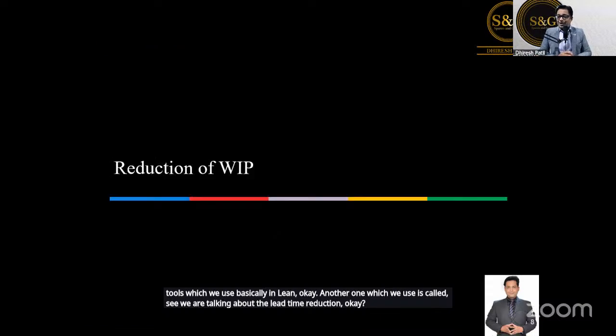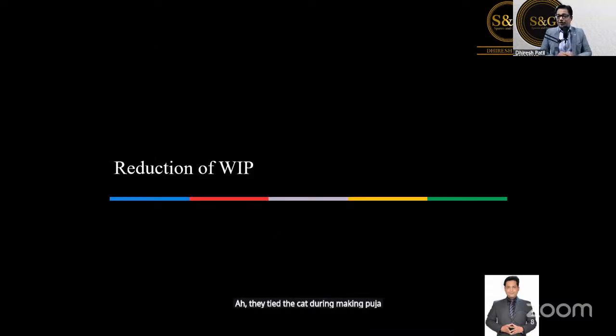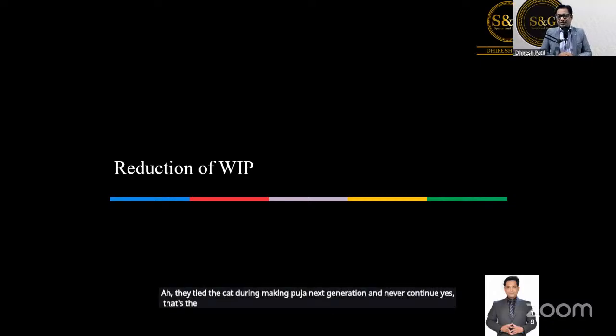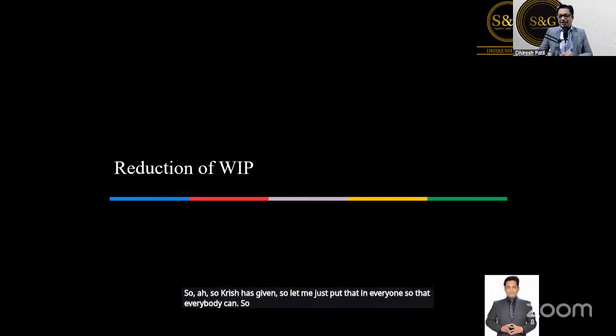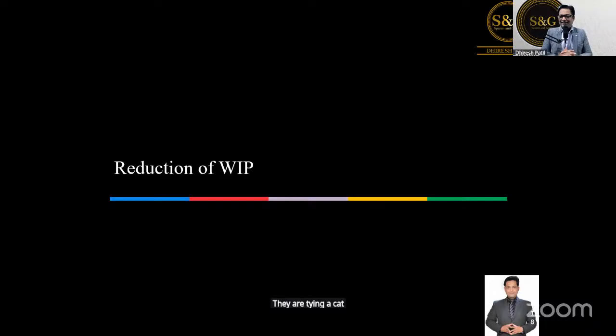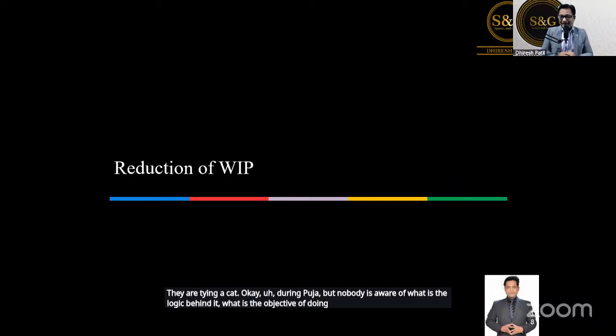They tie a cat during puja, for the next generation, and never continue. Exactly, yes, that's the example Krish has given. So he's saying that in Kannada, in Karnataka, basically during puja they tie a cat, but nobody is aware of the logic behind it, what the objective of doing this is. So he has shared that.